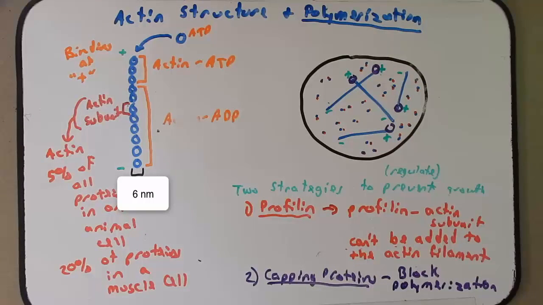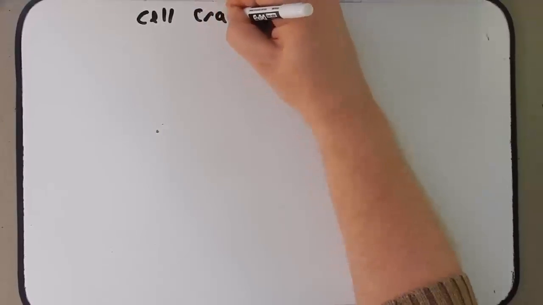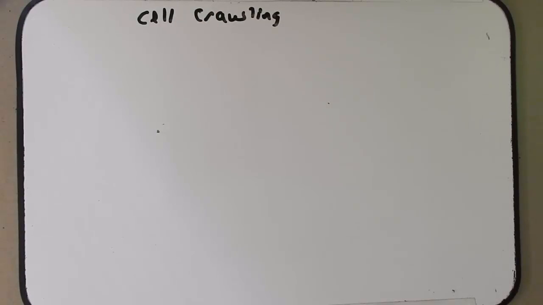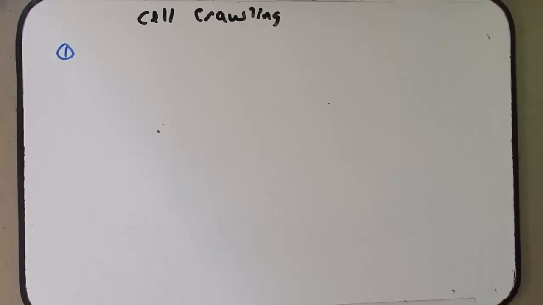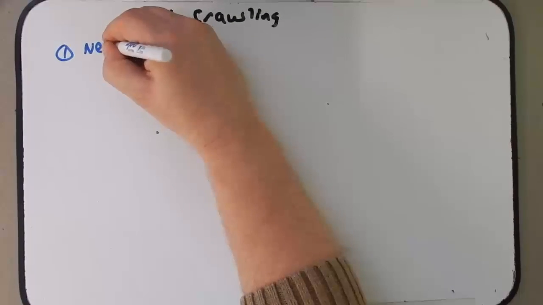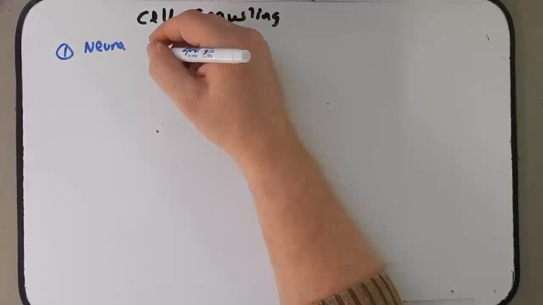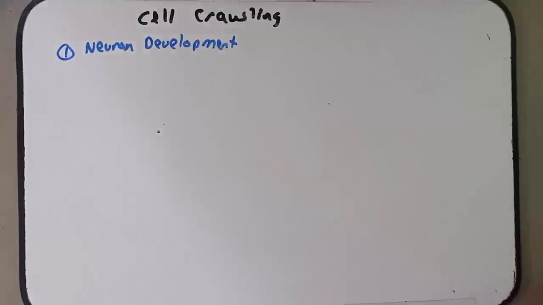I want to talk now about one of the functions of the actin cytoskeleton, and that is cellular crawling. Alright, so let's talk about cell crawling. So why would a cell want to crawl? It's a good question. A cell wants to crawl, that is move from one spot to the next spot, for various reasons. In eukaryotes that have a brain, it's important in neuron development. Generating those very long neurons we have in our bodies requires cell crawling.